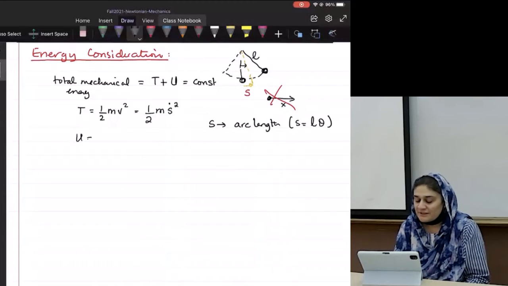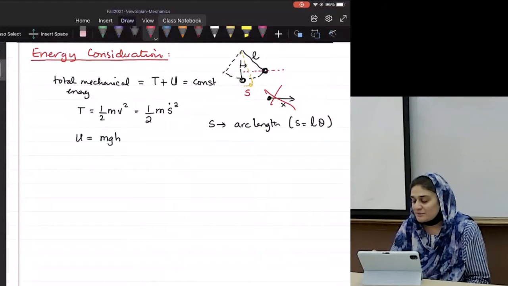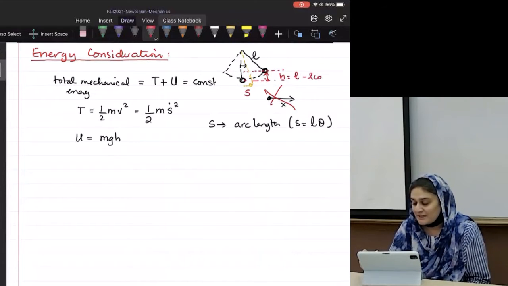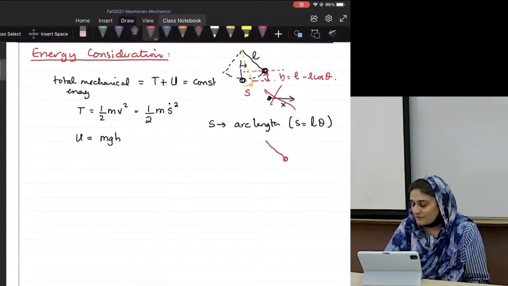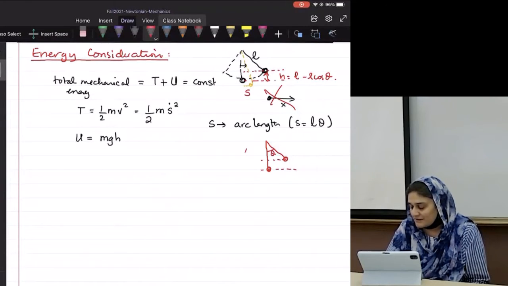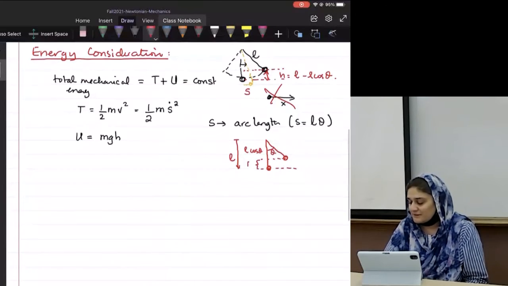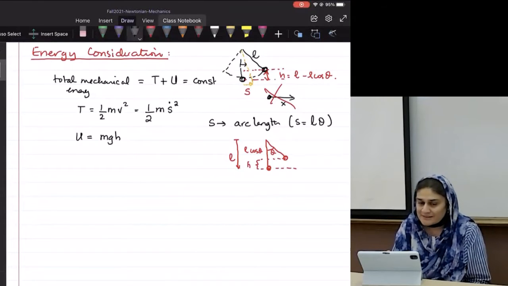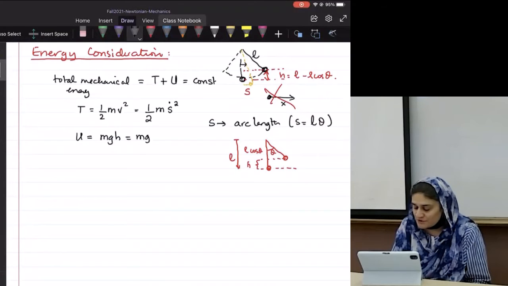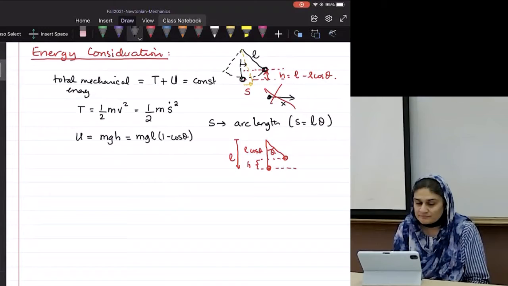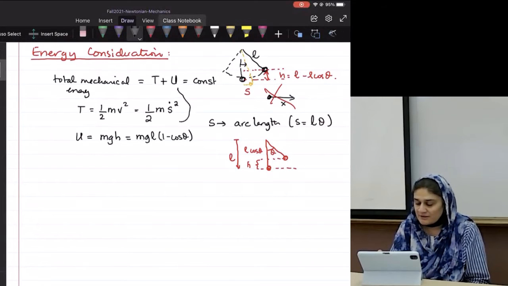And U is my potential energy, which equals mgh. H is the height that this pendulum went up. And we did this whole calculation where h was equal to L minus L cosine theta. So this is the height it goes up, right? If this is theta, this is L cosine theta. The total L is this one. So what should this be? L minus L cosine theta, and that's h. So I can rewrite this as mgL(1 minus cosine theta). So I can plug both of these values in here.